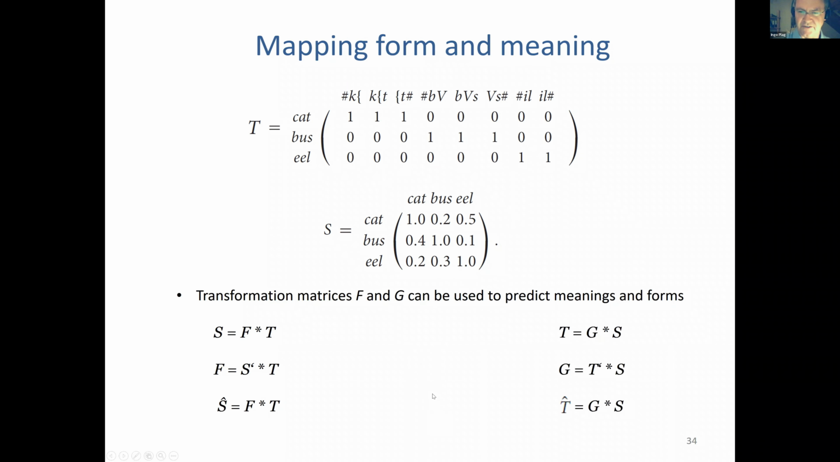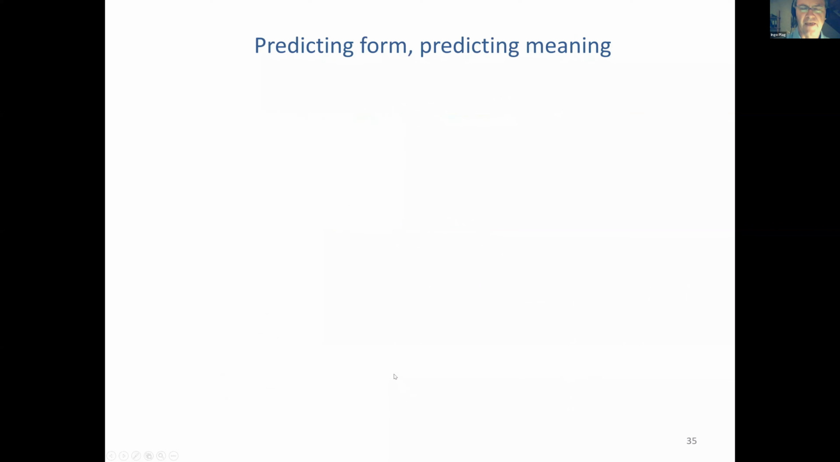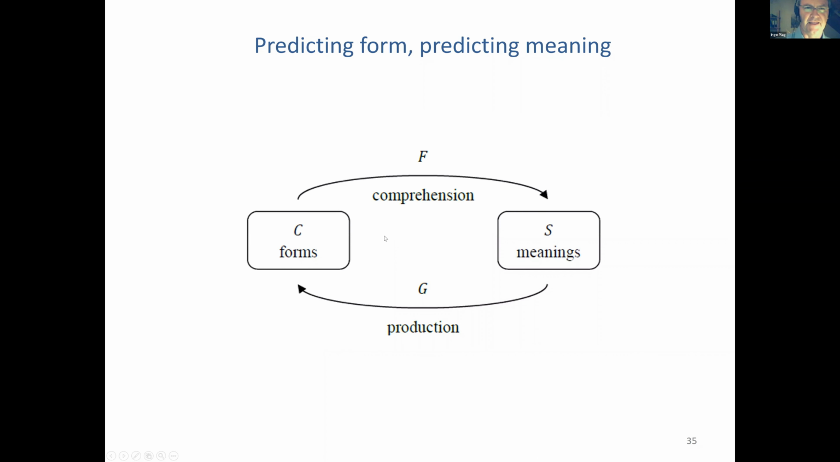And we can do a similar thing if we want to do it backwards. If we want to predict the form from the semantics, we just do the same thing. And this is then our production model. Now you might want to know, what do we really predict? We predict the forms and the meanings using these matrices.